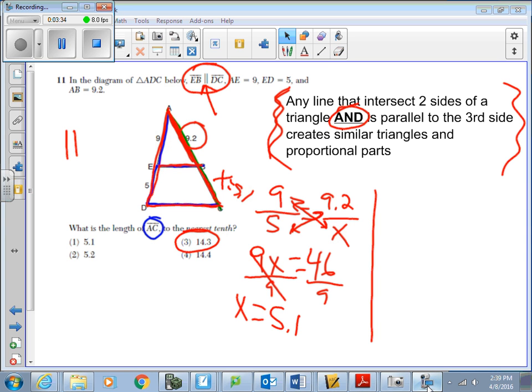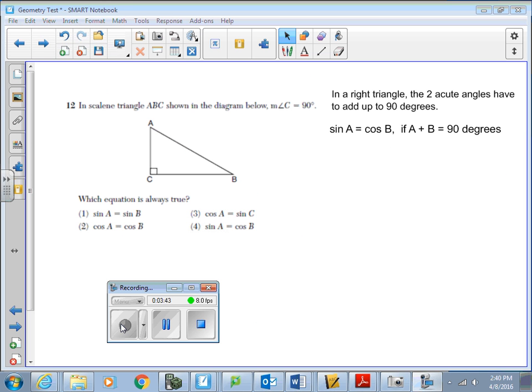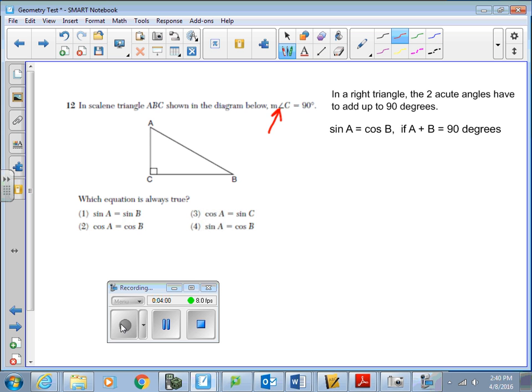All right? And remember, I want you to try and work on these before I go over them. So we'll go to number 12. But see if you can do it on your own. All right, let's look at number 12. It says, in scalene triangle ABC, shown in the diagram below, measure of angle C is 90. So that tells us that we have a right triangle. When you see these two things, we have a right triangle. Now, it says, which equation is always true?